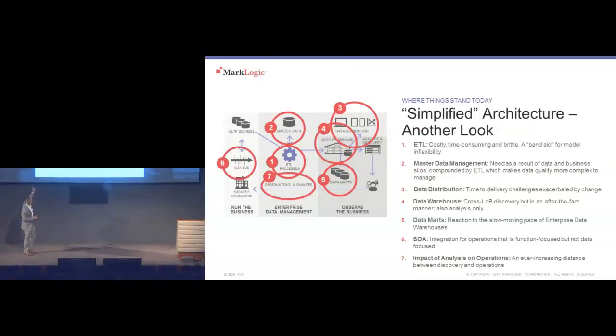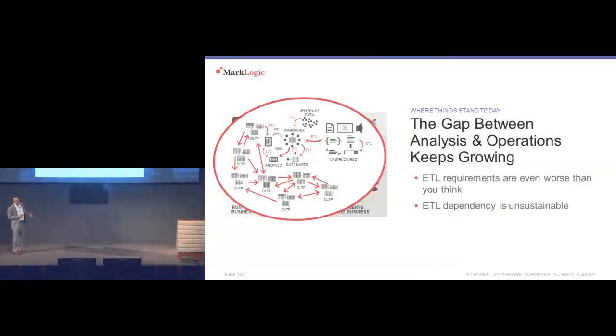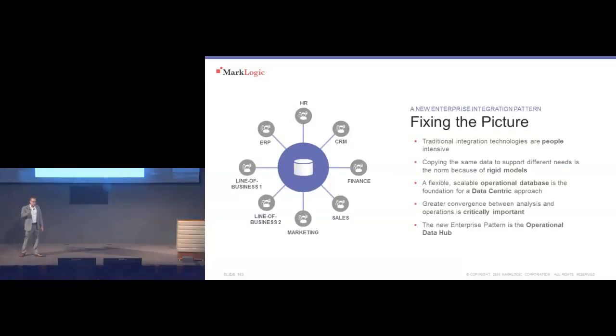And this has created an unsustainable gap between analysis and operations. We've accepted as normal the notion that the observe the business function and the run the business function are completely separate, and that there's this big expensive piece in the middle that we have to manage. And that's where this enterprise integration pattern that David alluded to earlier, the operational data hub, has emerged. And we just finally gave it a name.